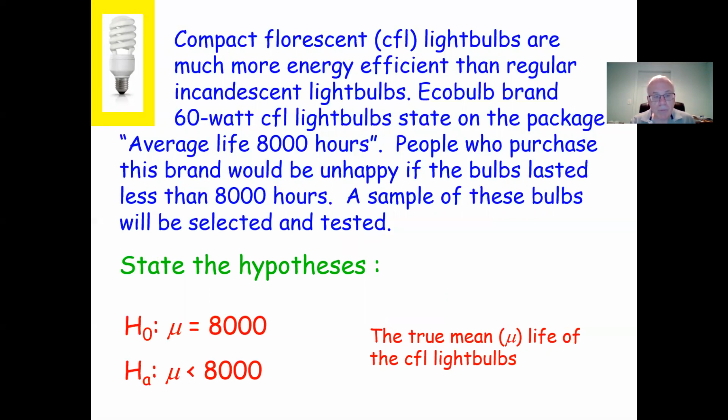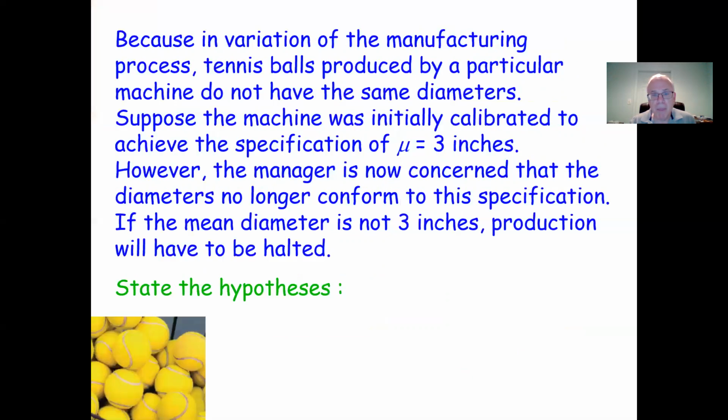So here's our null and alternative hypothesis. We're going to use mu in this case for both of them. We're going to use 8,000 for both of them. Always equal to in the null, less than in this case in the alternative, because it says less than in the problem. Pretty easy, right? You just read the problem and pick out the words.